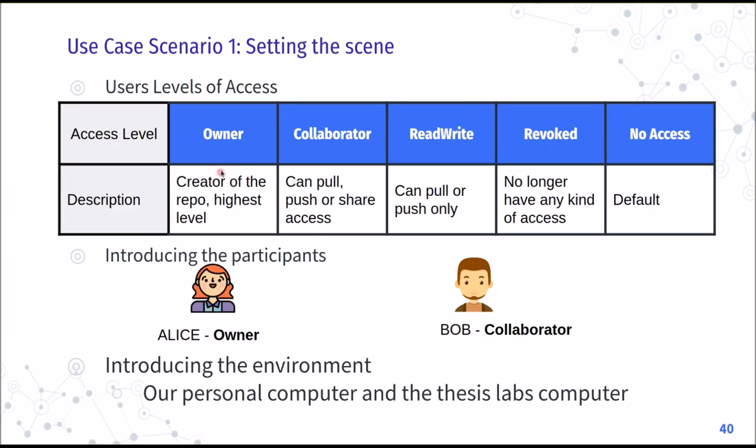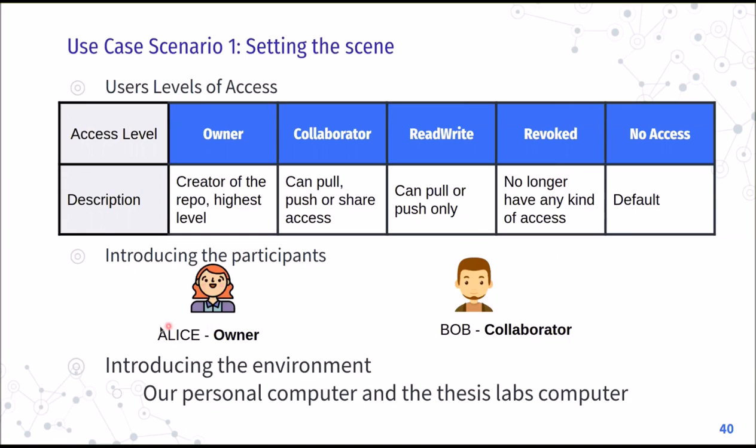We have first the owner, who is the creator of the repo and has the highest level of access. We also have the collaborator, who can pull, push, or share his or her access with other users. We also have read or write, and those users can only push or pull. And we also have revoked users, and those are the users who previously had access but no longer have any kind of access. And finally, the default is no access.